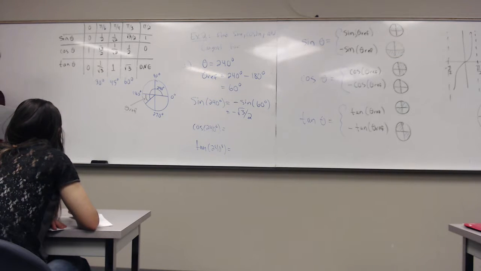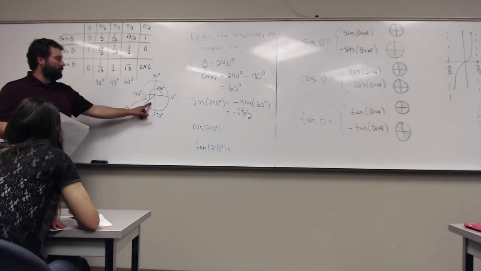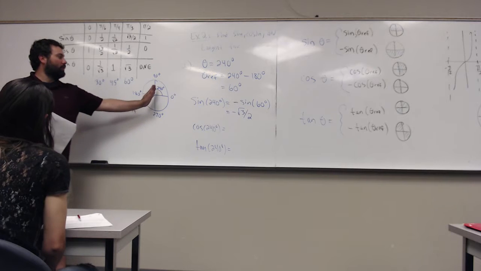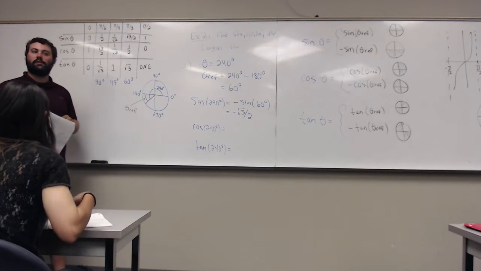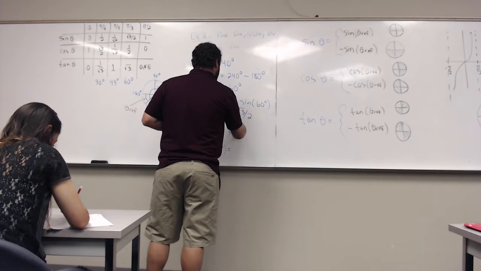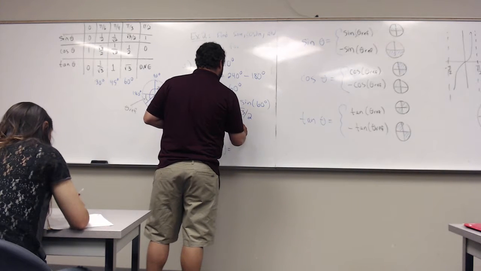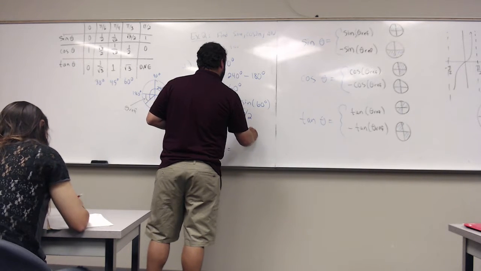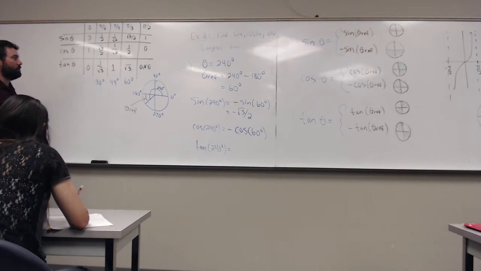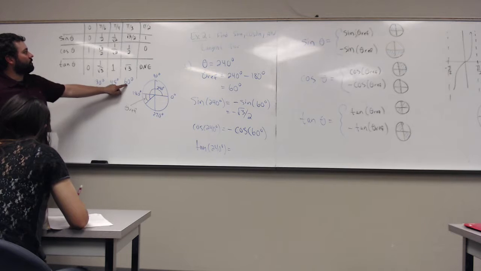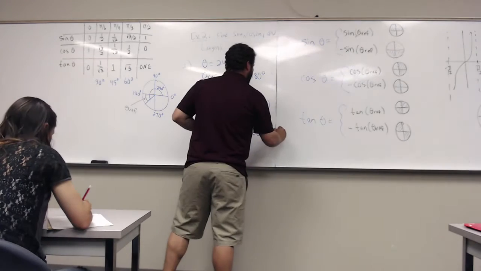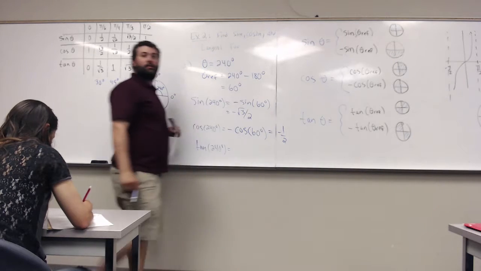Okay, what about cosine? In the third quadrant, is cosine positive or negative? We're to the left of the vertical axis, and cosine is an x-coordinate. Since cosine of 240 is a negative value, it's going to be minus cosine of the reference angle. So minus cos 60. And cosine of 60 degrees, or pi over 3, is 1/2. So this just equals minus 1/2.